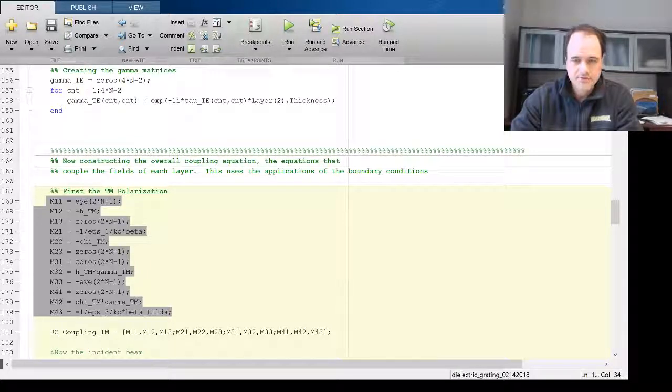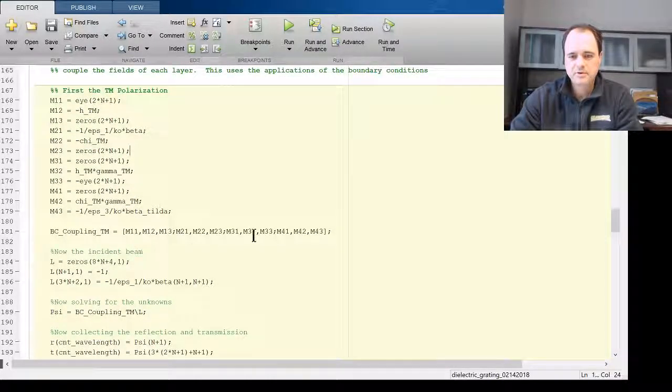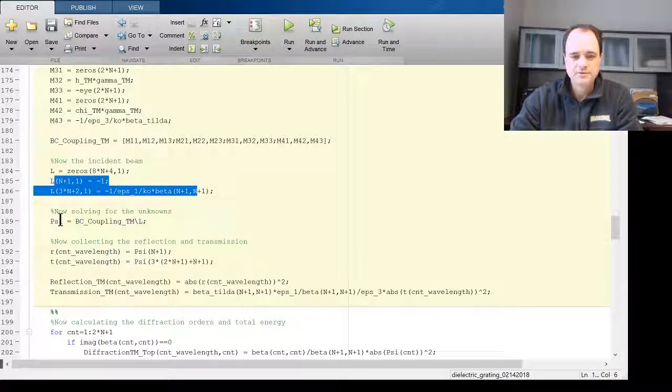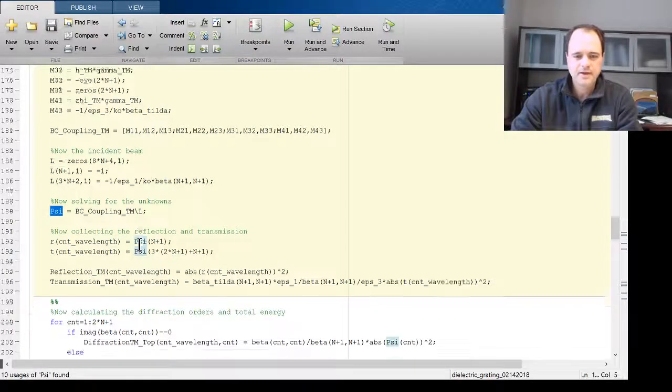And that's what we have here. We're starting off, we have minus beta over minus epsilon k naught minus chi 0. All right, so we're making that matrix, and then we're putting it all together. We're doing the incident beam conditions right here and here, and then we solve for the unknowns, and these are our unknowns, my r's, my t's, my fields in the pattern layer.